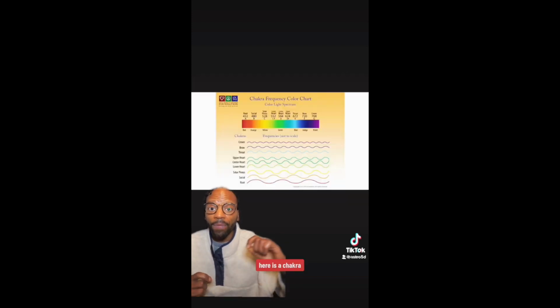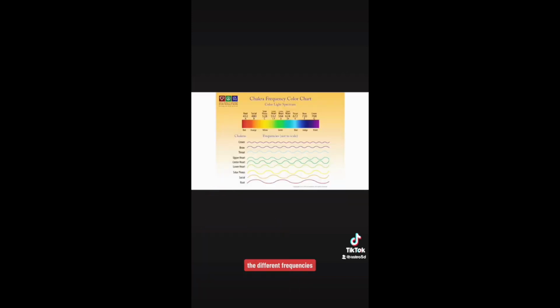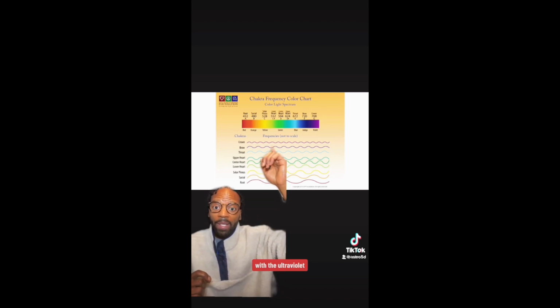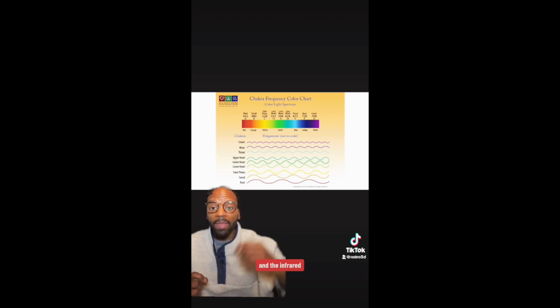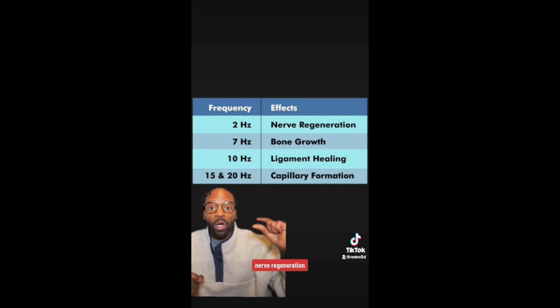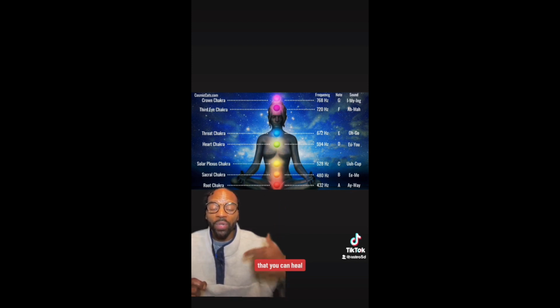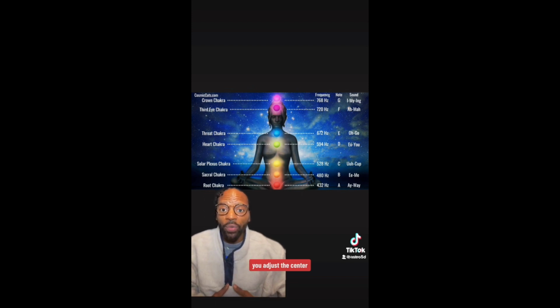Here is a chakra frequency chart, and it tells you the different frequencies of these different colors of your chakras, with the ultraviolet being your crown chakra and the infrared being your root chakra. Here's another one. You have, let's say, nerve regeneration, frequency 2 hertz, capillary formation 15 and 20 hertz. For my visual learners, here is another diagram for you. It just shows you the different chakras and the frequency that you can adjust that chakra to. And when you adjust the chakra, you adjust the center that it controls.